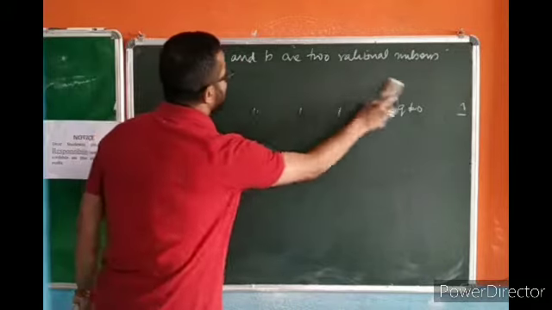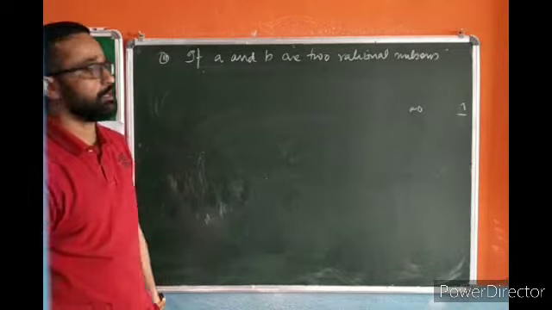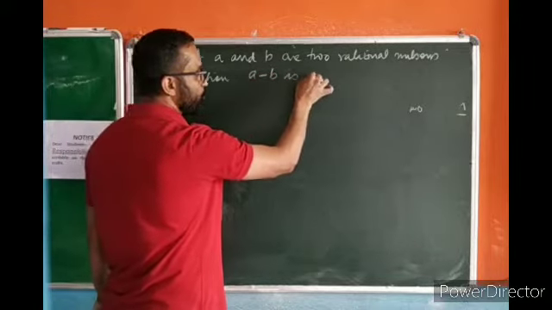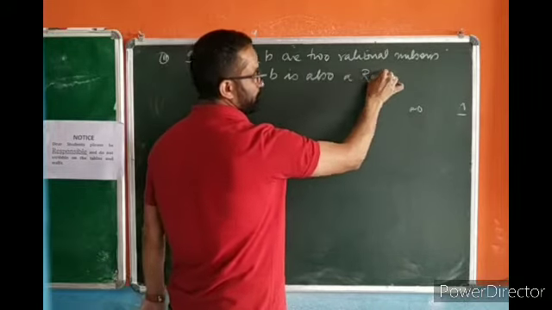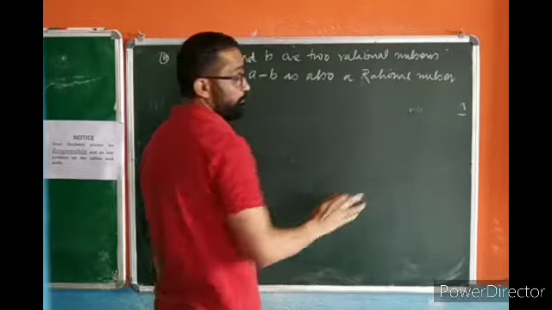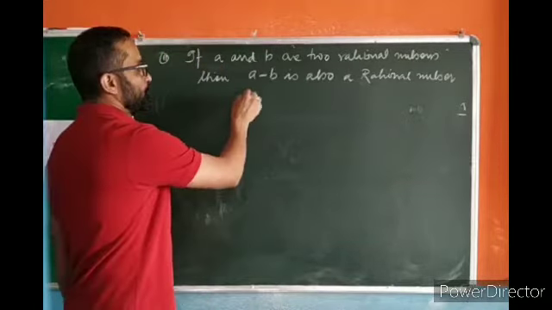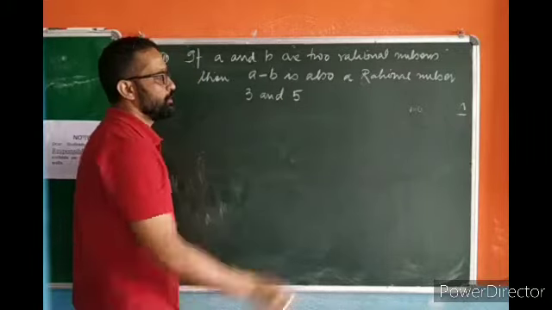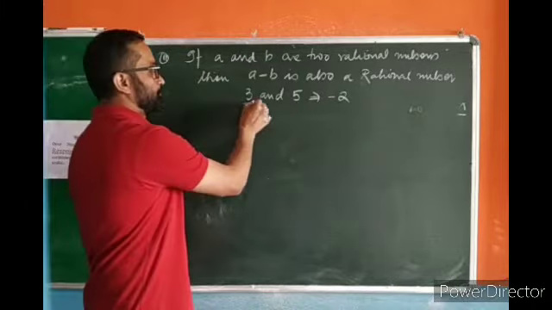So similarly, second property, if A and B are two rational numbers, then A minus B is also a rational number. So addition of two rational numbers is rational, subtraction is also a rational. Take 3 and suppose 5. So when we subtract, we get minus 2. Minus 2 is a rational number.